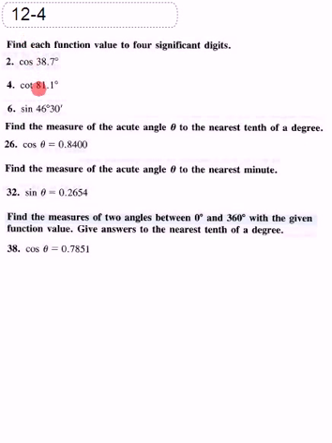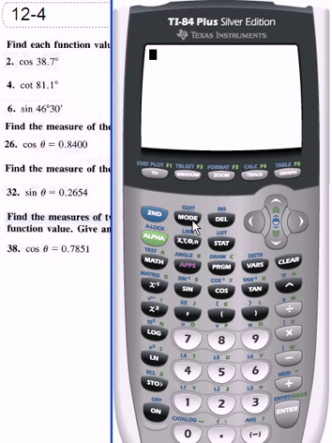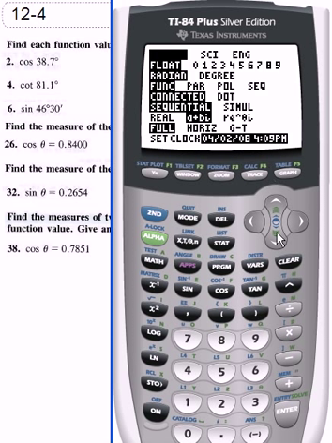Let's learn how to do the following problems with our graphics calculator. These problems are done in degrees, so the first thing we need to do is go to Mode and make sure we're in degree mode. We're currently in radian mode. Move it over to degrees and hit Enter. Now we're in degree mode.